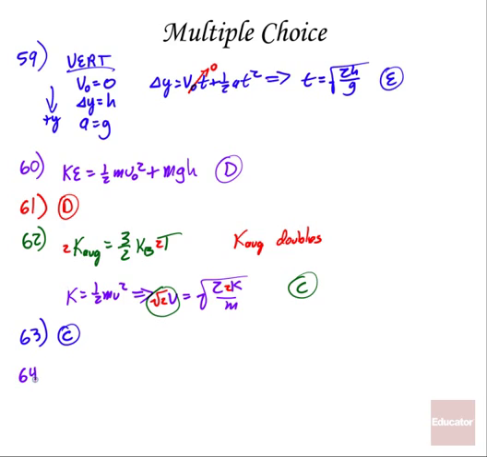Let's take a look at 64. We've got two parallel conducting plates separated by a distance d, and they're connected to a battery of some electromotive force. What's correct if the plate separation is doubled while the battery remains constant? And we're looking for what happens to the electric charge or potential difference or capacitance.